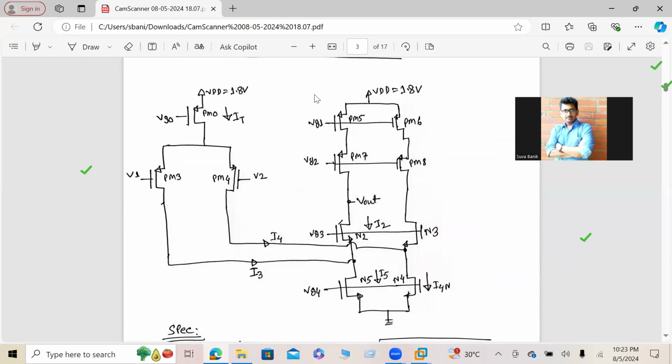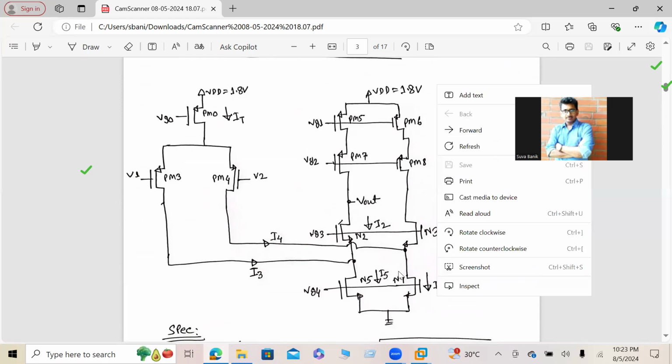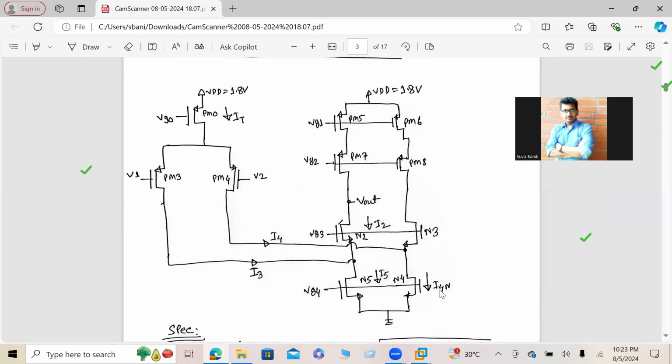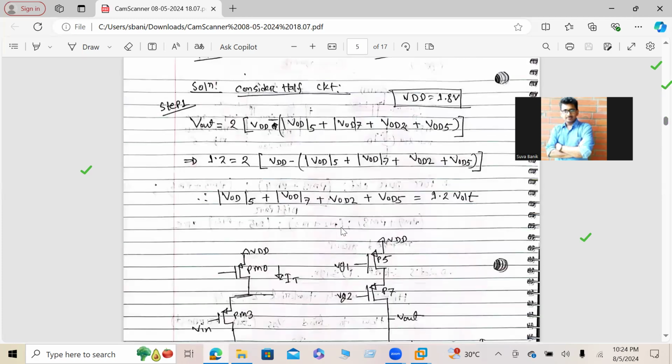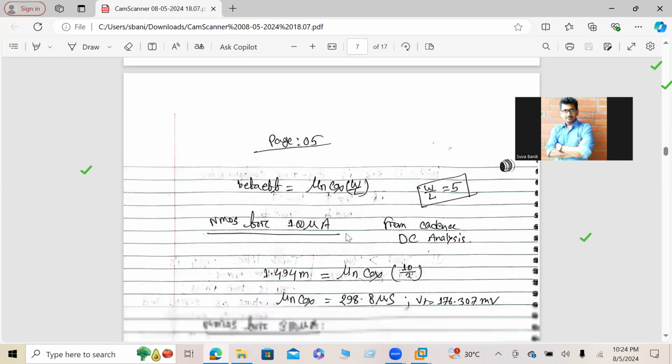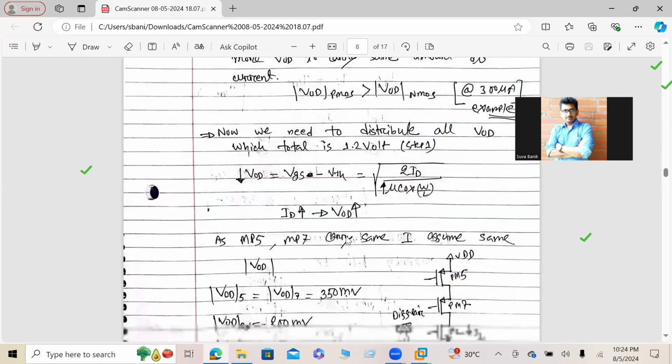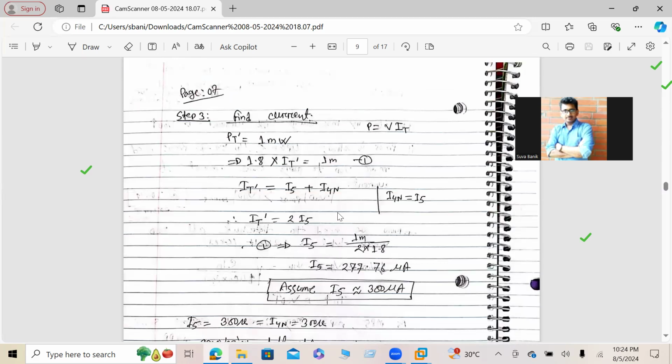For the total current, we need to consider the entire circuit, not the half circuit. If you consider the half circuit, the total current is I5. And for the other branch, there is one more current, I4N, and I5N and I4N are identical. So we can say the total current is twice I5. Is it clear? Here we are considering the entire circuit, not the half circuit, so we need to consider the two currents, both currents for the two branches.